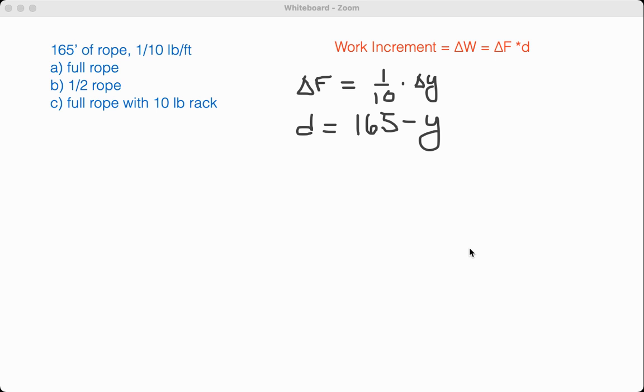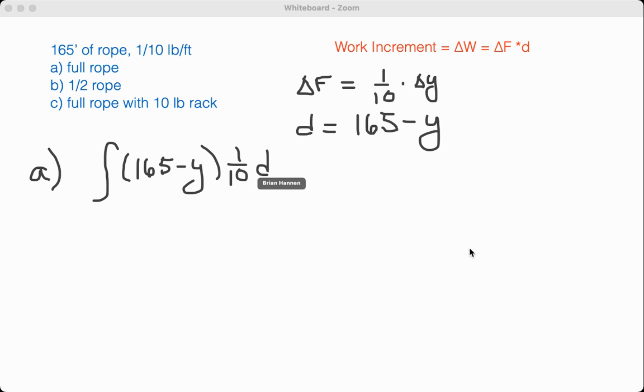And this gives us a chance for part A to set up a very nice integral that can deal with this. If we want to find the actual work done, we're going to integrate all these work increments here. We're going to take that distance, 165 minus y, times the force increment, which is pretty much 1/10 of dy. And there we have an equation. The only thing left to do at this point is maybe to put in some limits here and say we're going to integrate it from 0 to 165. I'll leave the actual integral up to you. I don't consider that too important at the moment.